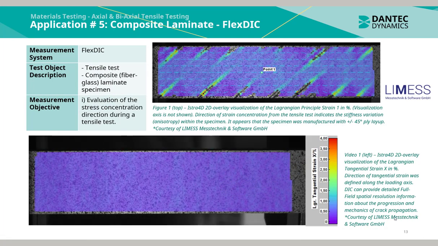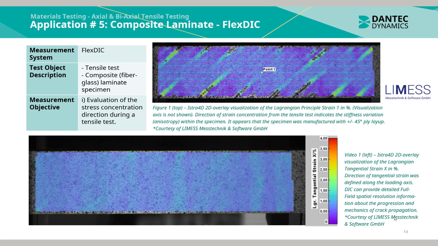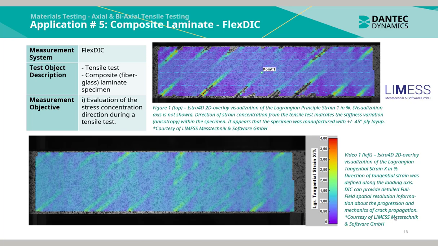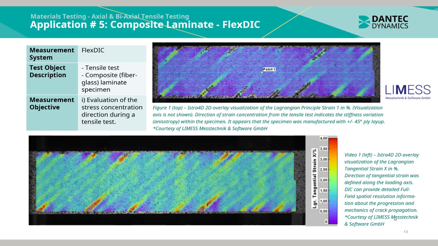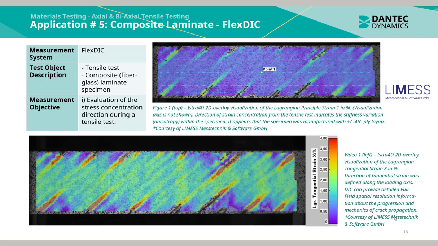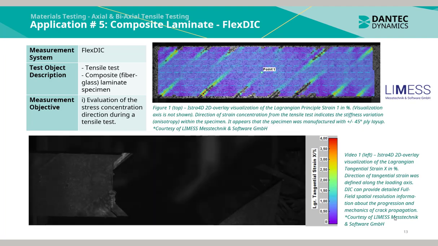Application 5 is a composite laminate tensile test measured using the FlexDIC system. The component is a composite fiberglass laminate specimen. The measurement objective is to evaluate the stress concentration direction during the tensile test.